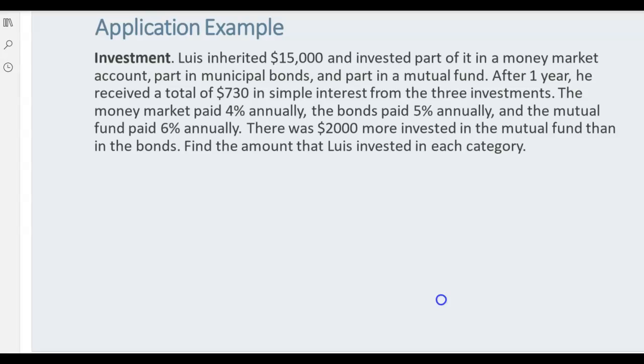So let's start by assigning variables to each of the categories. The first one was a money market. Let's let the variable X be for the money market, and let the variable Y be for the bonds. And then Z will be for the mutual fund. The money market earned 4%, the bonds were 5%, and the mutual funds were 6%.